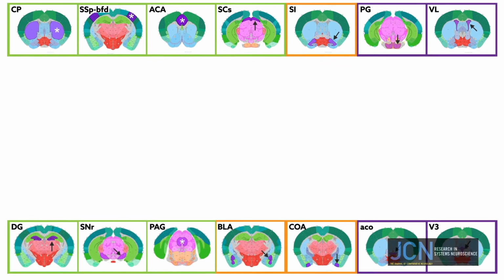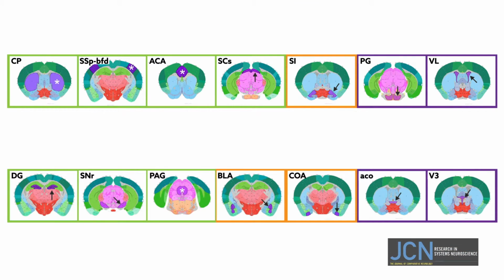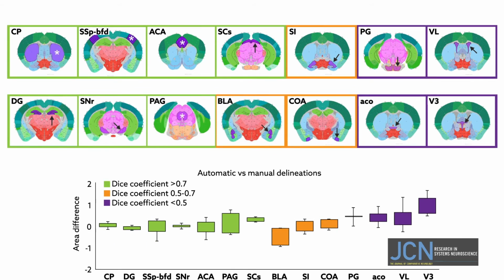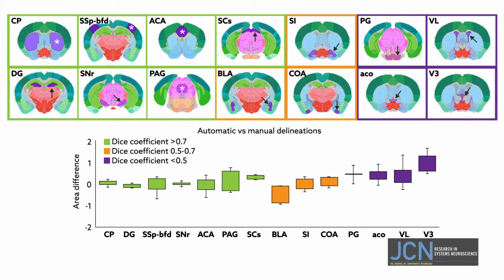To validate NeuroInfo's performance, the software was used to register and delineate 60 experimental coronal sections from 12 different mouse brains. The sections were generated in 2 different laboratories and imaged with either fluorescence or bright field microscopy. Anatomic regions delineated by the software were compared to delineations drawn by expert neuroanatomists.